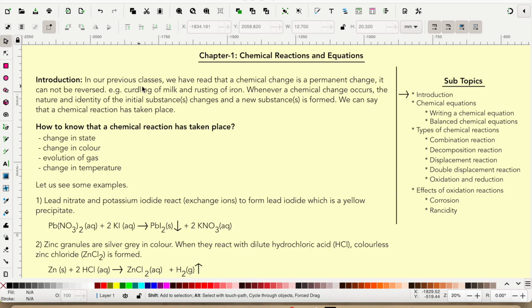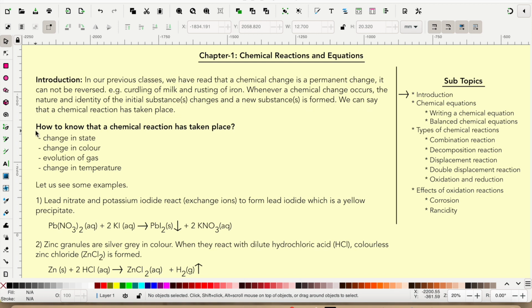In our previous classes, we have read that a chemical change is a permanent change. It cannot be reversed. For example, curdling of milk and rusting of iron. Whenever chemical change occurs, the nature and identity of the initial substance or substances changes and a new substance or substances is formed. We can say that a chemical reaction has taken place.